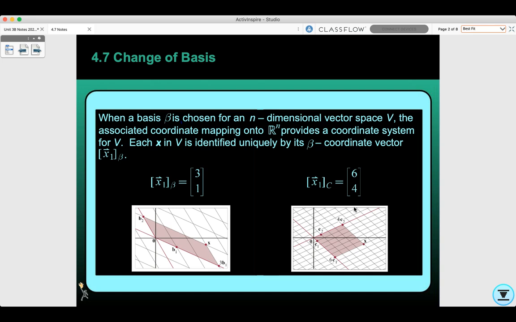Today we're going to do 4.7 change of basis. When a basis B is chosen from an n-dimensional vector space V, the associated coordinate mapping onto Rn provides a coordinate system for V. Each x in V is identified uniquely by its B coordinate vector. So the B coordinate vector of this is 3, 1. And the C coordinate vector of this one would be 6, 4.